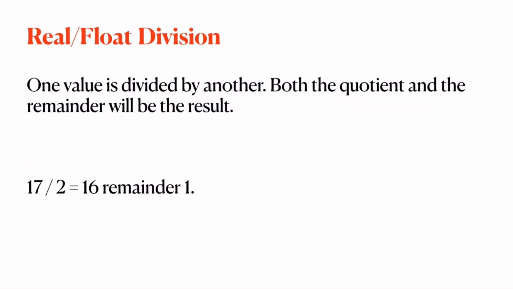Now we're getting into the three different forms of division. Real float division is an operation that divides one operand by another. Your result contains both the quotient and the remainder, which is the whole number and the remainder. Our example operands are now 17 and 2, so your answer will be 8 remainder 1. Essentially, this is just standard or normal division.